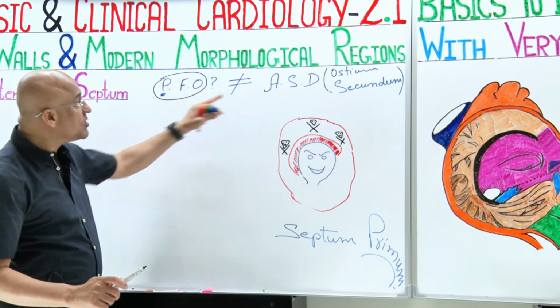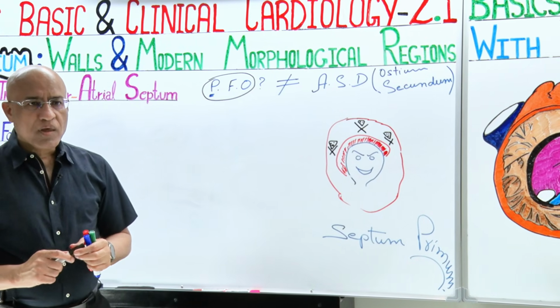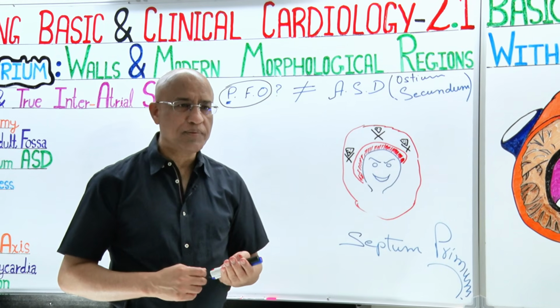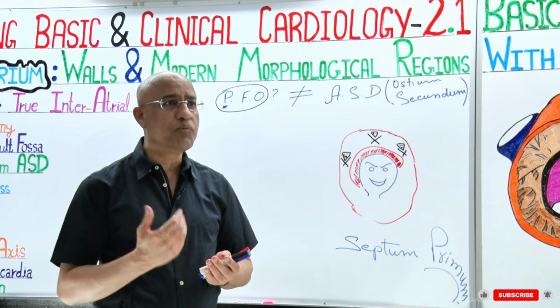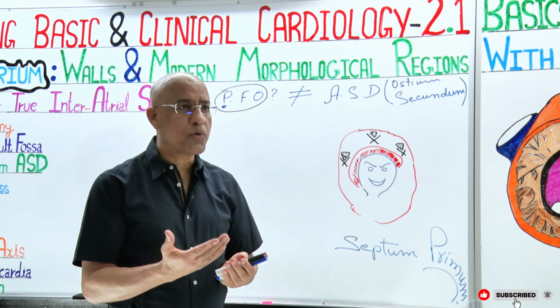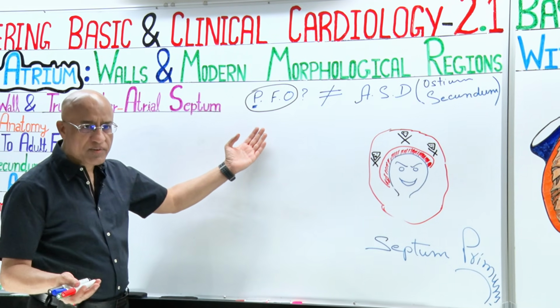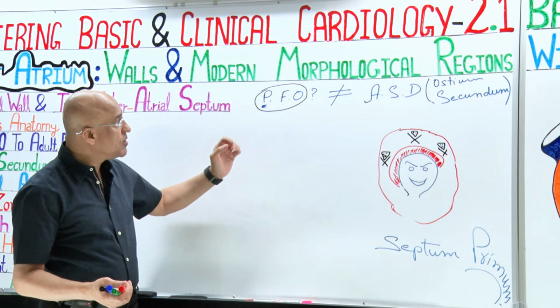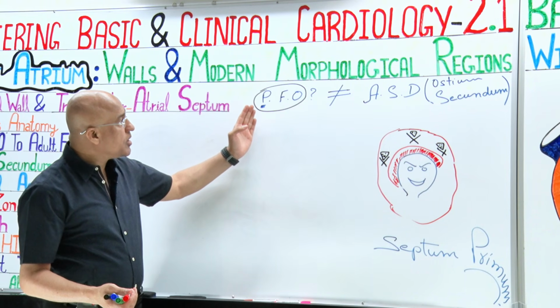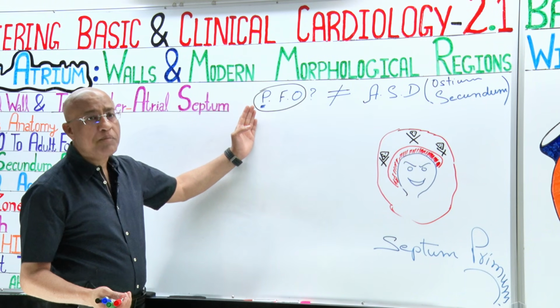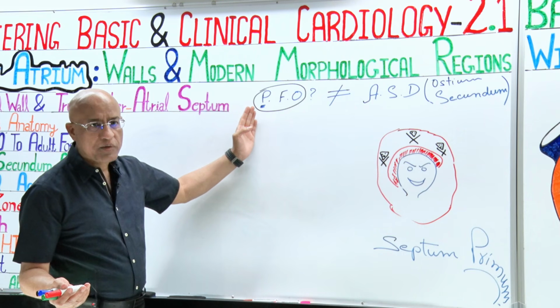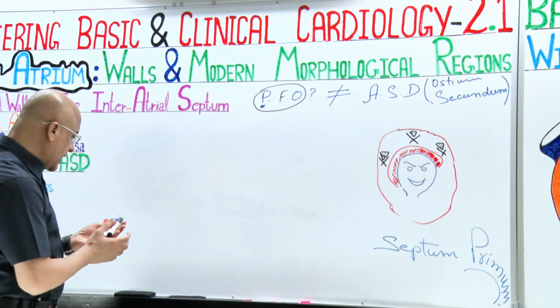To understand this, we must go back to fetal life, right? From where the foramen ovale originally came, and why in many people it is patent and in many other people it is not patent, not open. Let's go to fetal life.